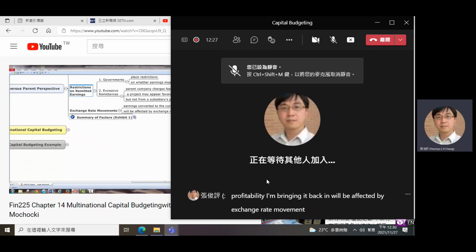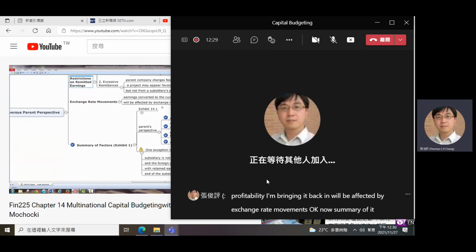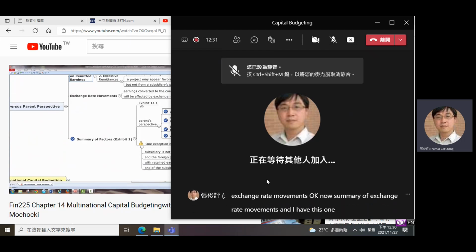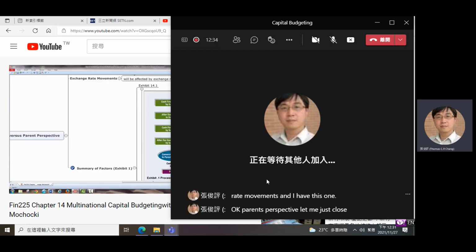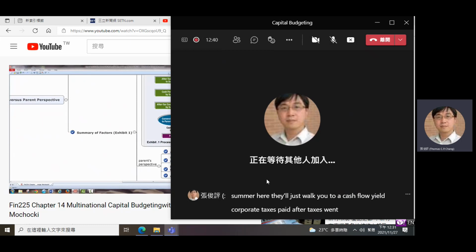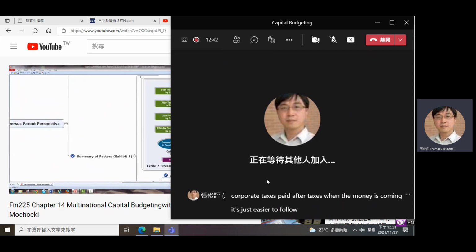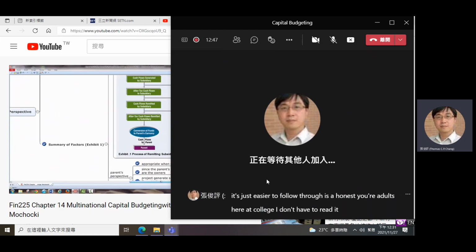Okay. Now, summary of exchange rate movements, and I have this one here. Okay, parent's perspective. I've got the summary here. It'll just walk you through cash flows, corporate taxes paid, after taxes, when the money's coming. It's just easy to follow through on this. You're adults, you're at college. I don't have to read it. You can just freeze me.